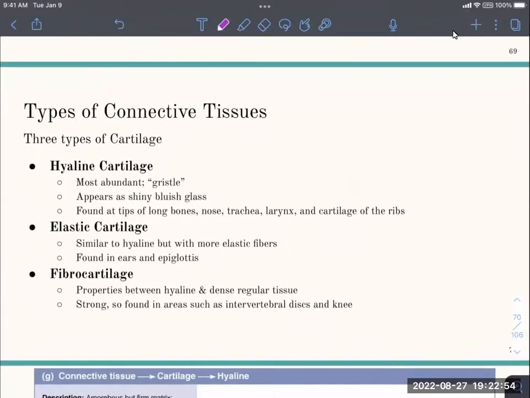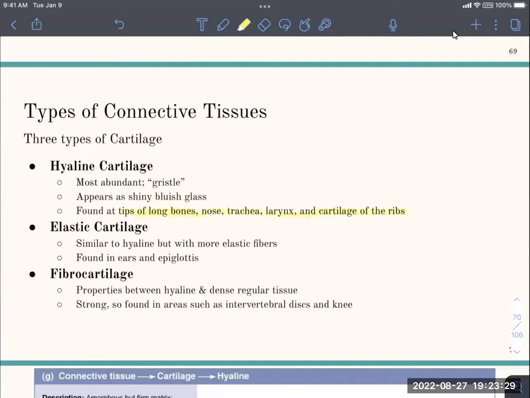So we have 3 different types of cartilage. We have hyaline cartilage. It's kind of a bluish color. It's the most abundant in the body. It's usually found on the tips of long bones, like in your elbows, your knees, your ankles, your wrists. Your nose, your trachea, the larynx, the back of your throat, and the cartilage of the ribs are all made of hyaline cartilage.